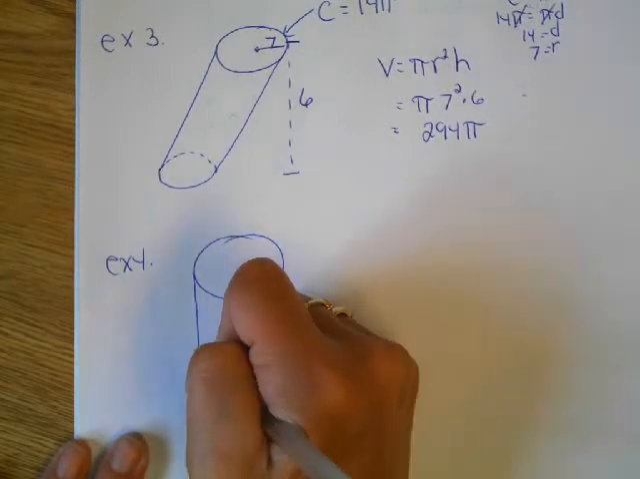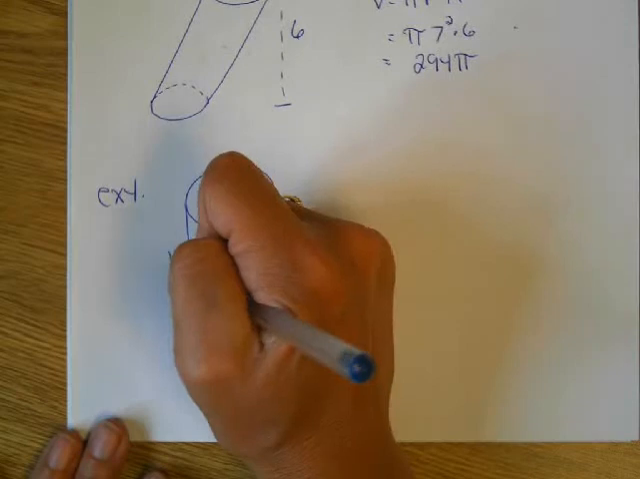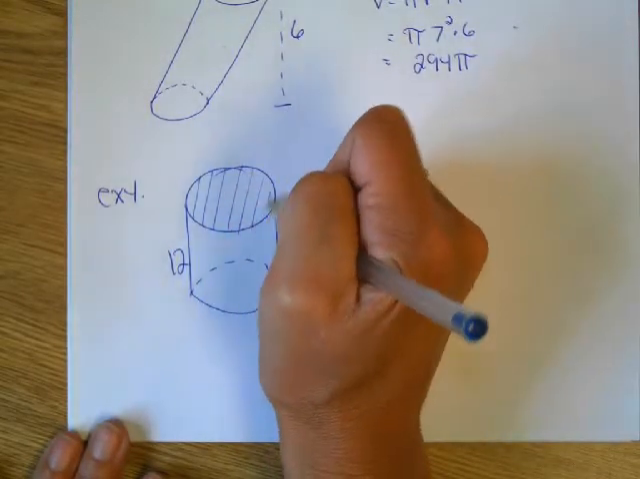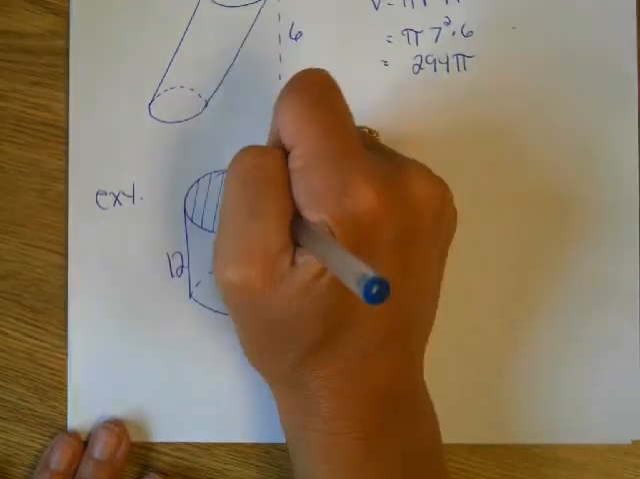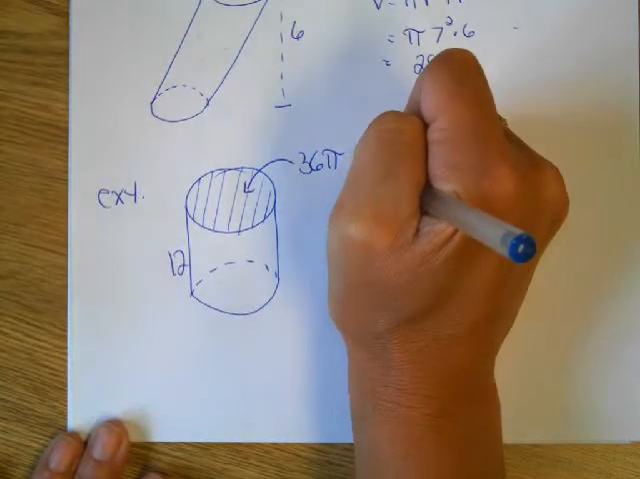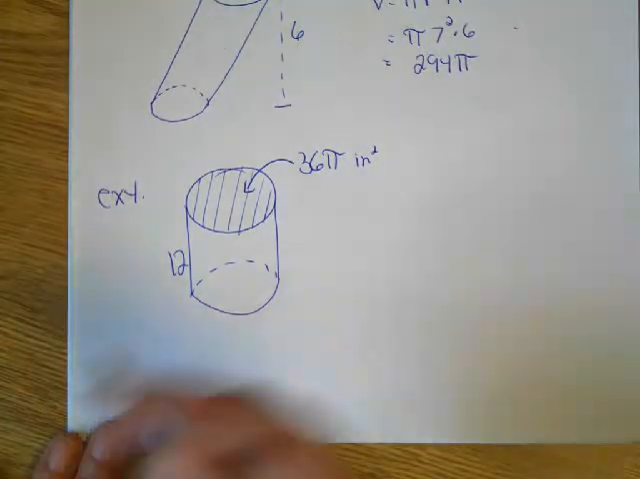Cylinder again. 12 for a height. That area is 36 pi square inches in there. Okay, your goal is to find volume.